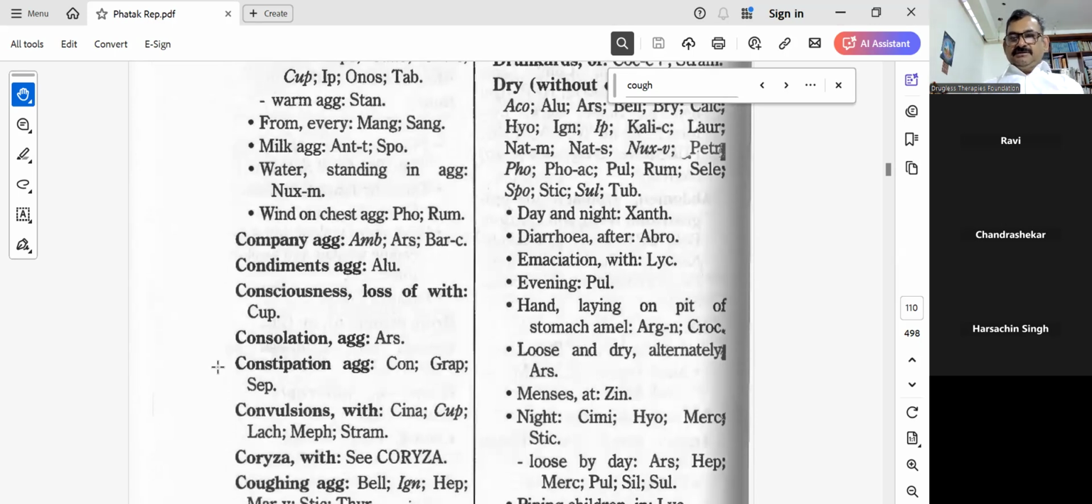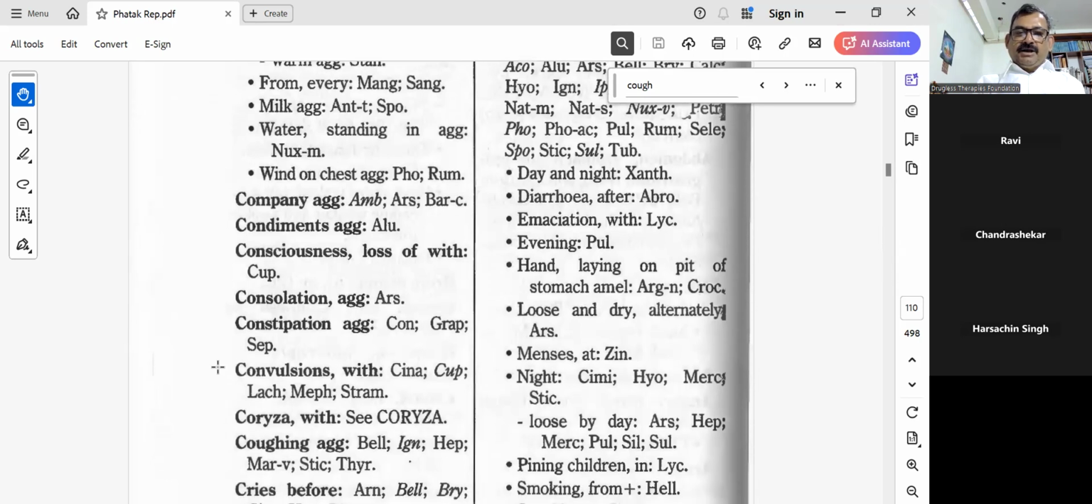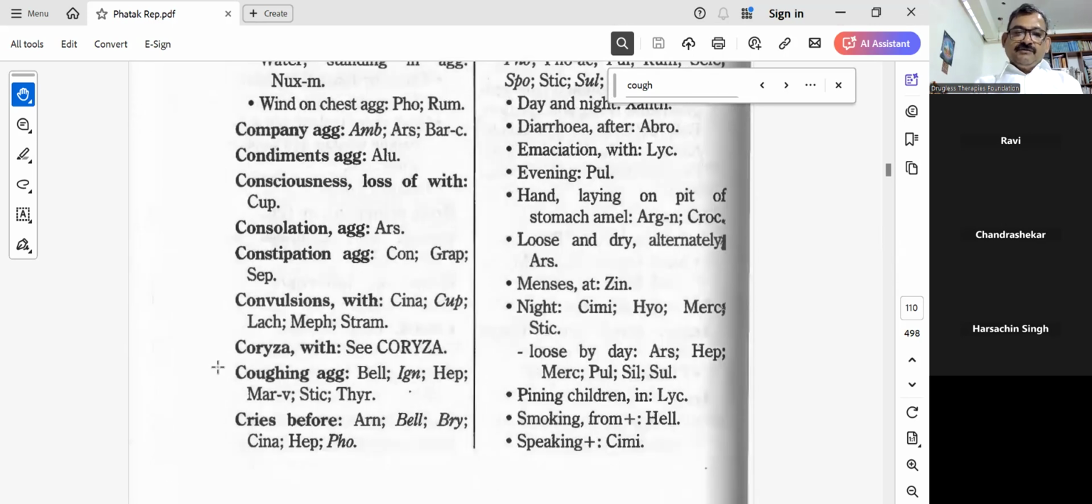Constipation aggravation. Along with the constipation, or whenever I have constipation, I get a cough. That is conium, graphites and sepia. Whenever there is constipation, I get a lot of cough. People will tell you, they do very exact observation. And convulsion with cough, we already saw.